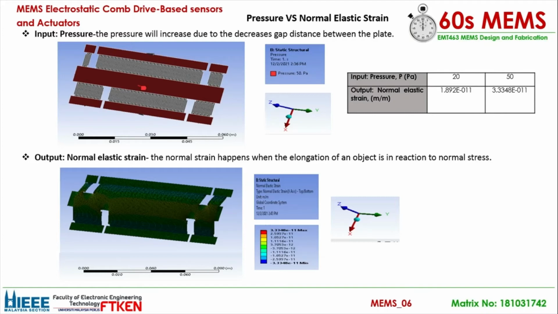As a conclusion, the result of the deformation shows that the pressure will increase due to the decreased gap distance between the plates. The normal strain happens when the elongation of an object is in reaction to normal stress, for example, perpendicular to a surface. However, when an object is defined by a larger elastic modulus value, the stress effect is small.